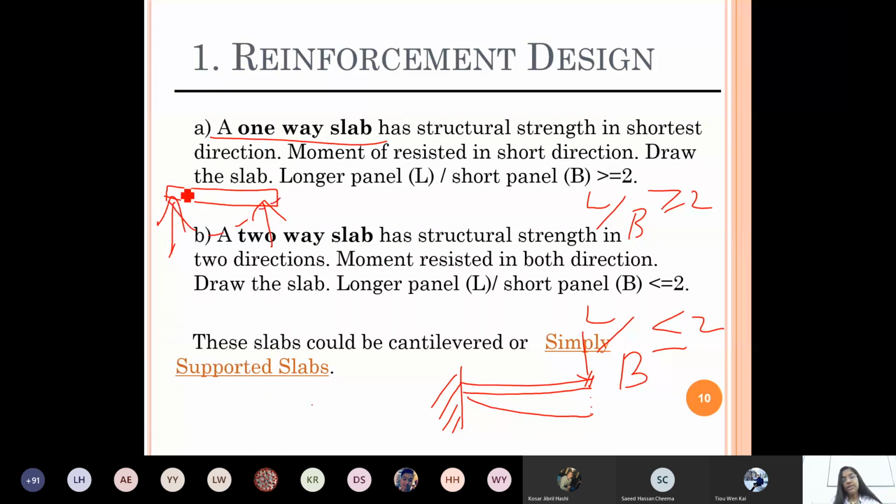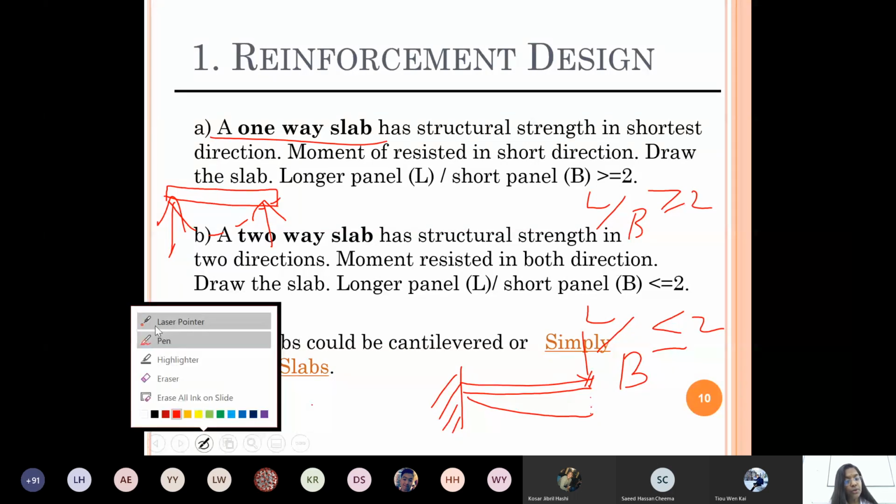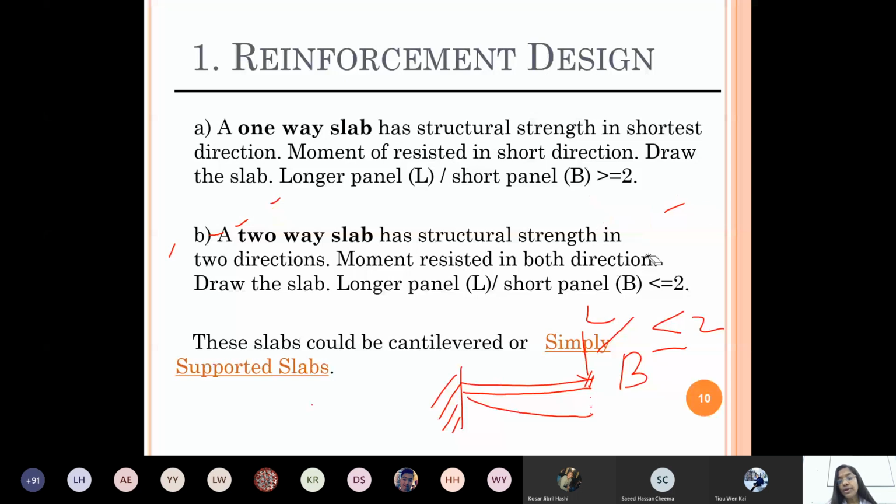Okay, later you will study about these types of beams and the failures, and their designs will follow. For now, understand how they are used for different types of slabs. That's all. Okay, any questions so far?